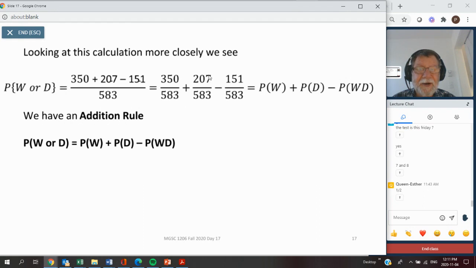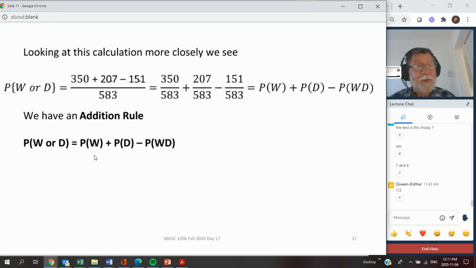I've got this one, this one, this one. These three things are all probabilities. This is the chance of a student being worried. This is the chance of a student being depressed. This is the chance of a student being worried and depressed. And so this or relationship as a formula ends up the chance of the first thing, chance of the second, minus the chance of both. So you have to be careful when doing it.